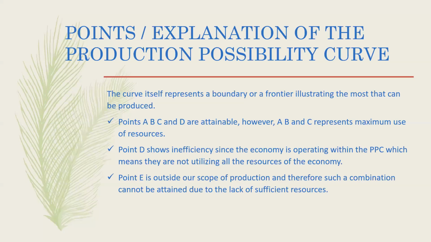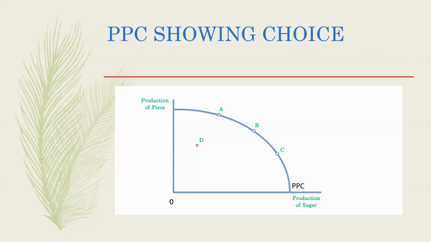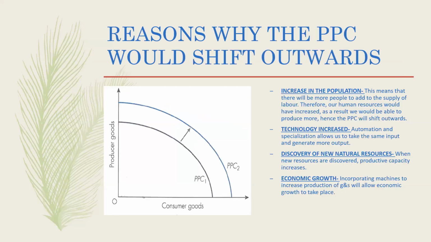Okay, right? So we have these points inside, outside, and on the curve. If you have any questions, you can let me know, because this will obviously be in the exam. You may have to draw the diagram, etc. So for the homework, which I had asked you to do, was the reasons why the PPC would shift outwards.